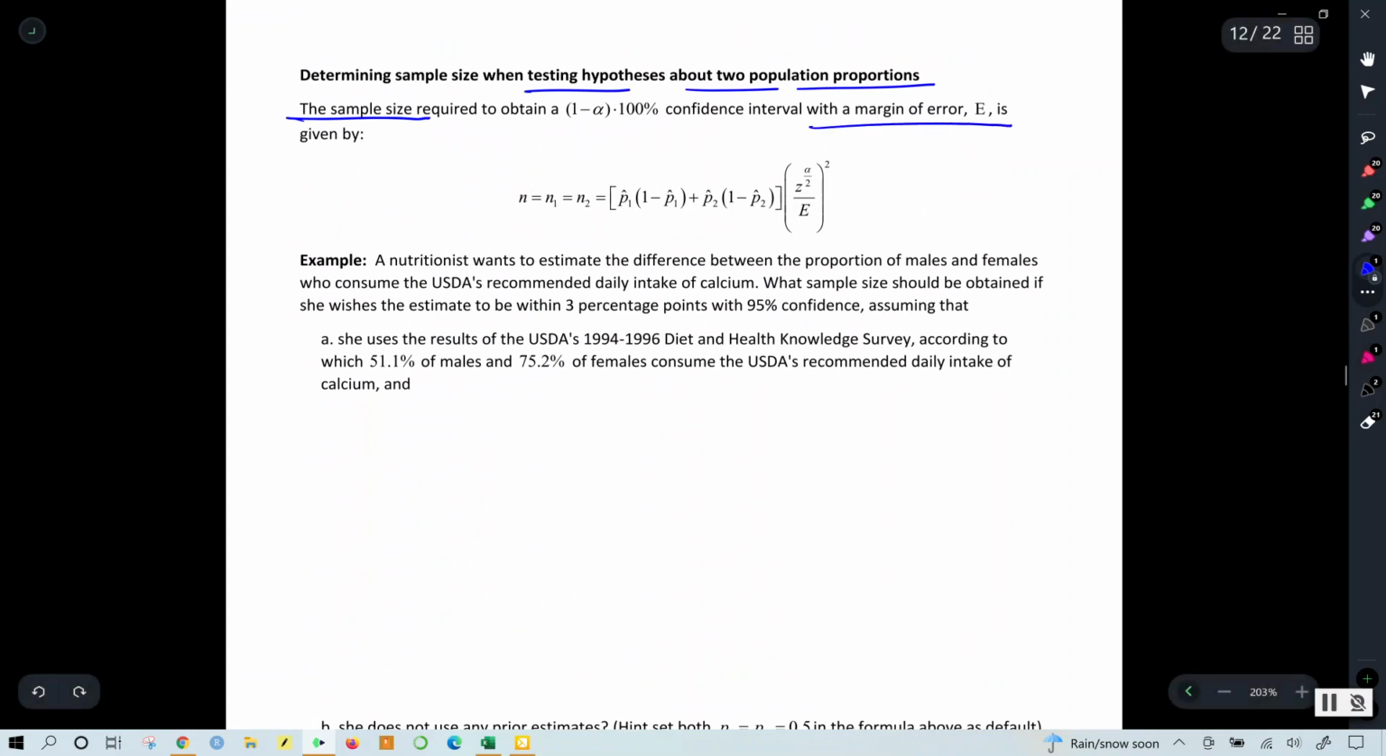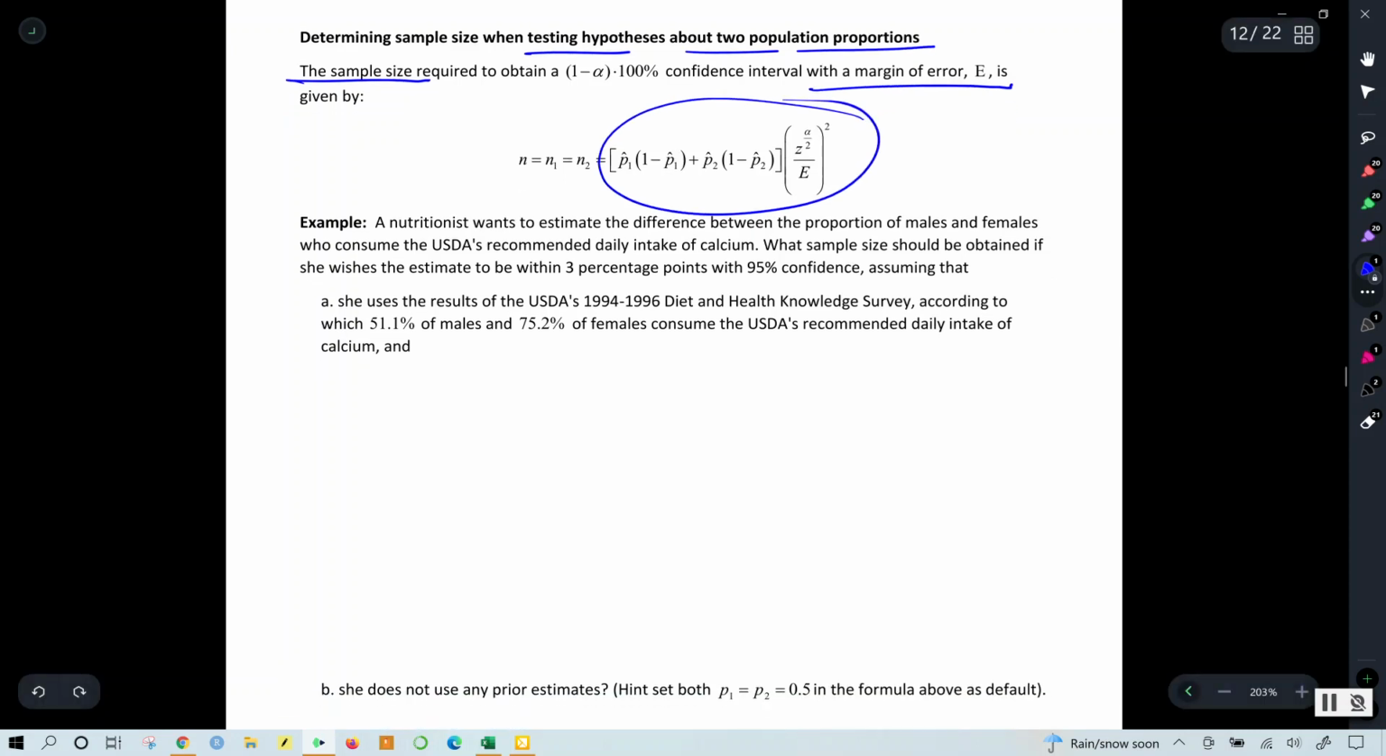When you have a given margin of error that you want to attain, we use this formula. Just in case you're wondering what that formula looks like, a quick example will show you that it's actually relatable. Just note that the n here can stand for the sample size you're taking from either the first population or the second population. In other words, they will have the same sample size.